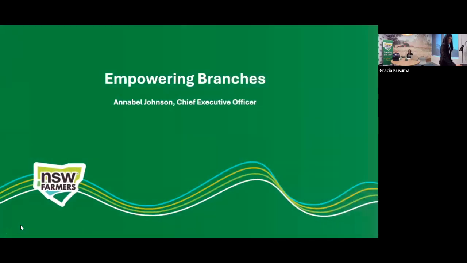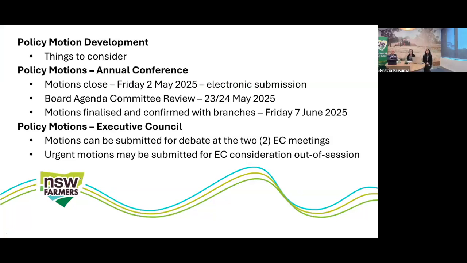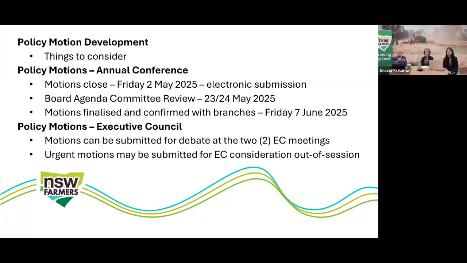All motions must have background included so that conference delegates can have informed debate. That's the most important thing of the motion discussion process. I also would like to flag that the number of motions able to be debated at annual conference is limited due to available time. Motions that are considered by branches to be critical may also be submitted to Executive Council for debate at one or two of its meetings held in March and then September, October of each year.